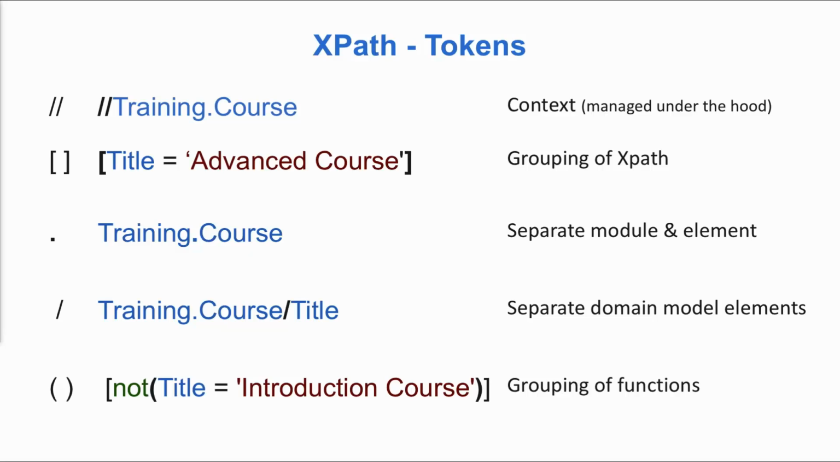The dot is used to separate the module from its elements. So, for example, the training is the module you're in, and the course is basically the entity you're in. And then the slash is used to separate domain model elements. So, for example, in here we are separating the course from the title. So it's the course entity to the title. And then you have a lot of built-in flexibility and functions. So, for example, this is a not function, and you can use parentheses to use those functions.